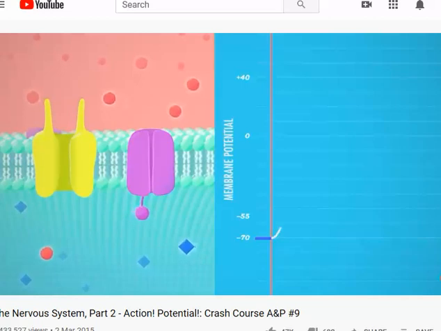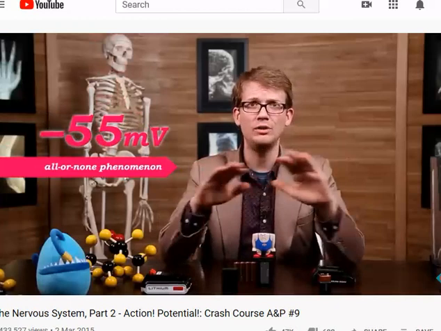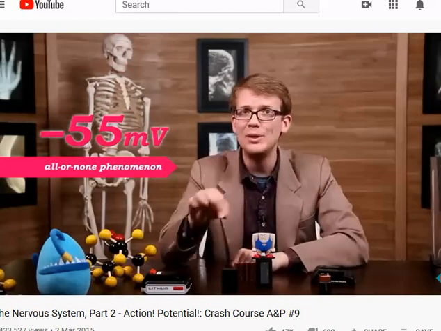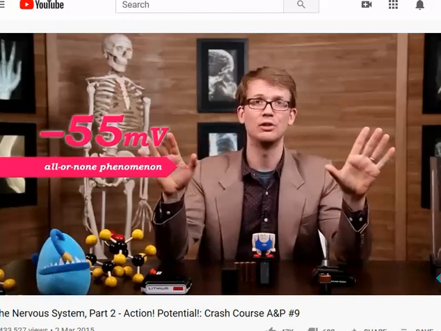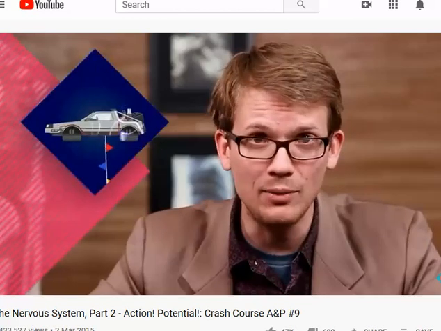Now, the stimulus and the resulting change have to be strong enough to cross a threshold for the true action potential to kick in, and that threshold is about negative 55 millivolts. Remember that number, because this is an all-or-nothing phenomenon. If the stimulus is too weak and the change doesn't hit that level, it's like a false alarm. The neuron just returns to its resting state. But kind of like Doc Brown hitting 1.21 gigawatts in the DeLorean, once it hits that threshold, you're not going to travel in time, but you are going to see some serious action potential.